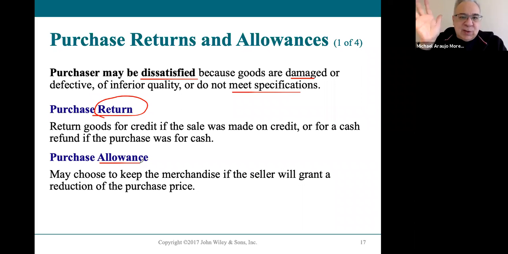So in the case where the merchant feels they can still probably sell it, but not at the price they were hoping for because of the quality, they might negotiate an allowance to keep it. If not, it gets returned. The most common thing is a return.